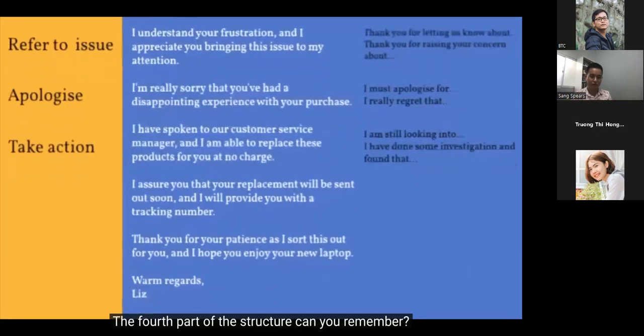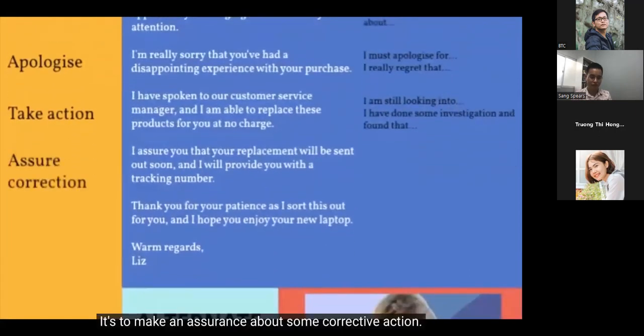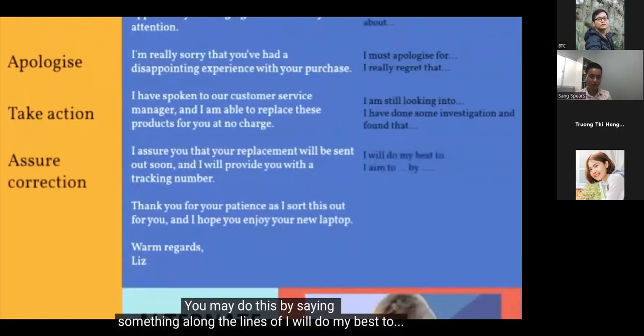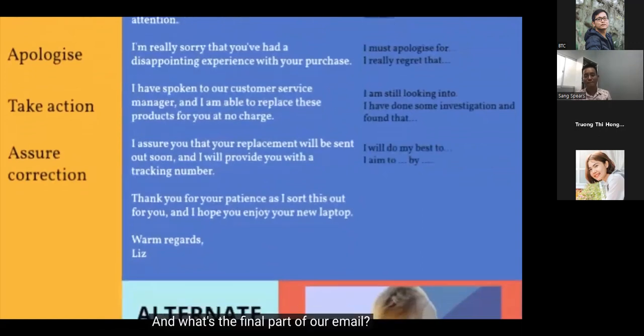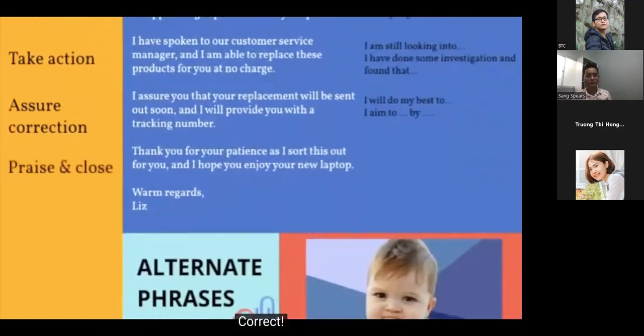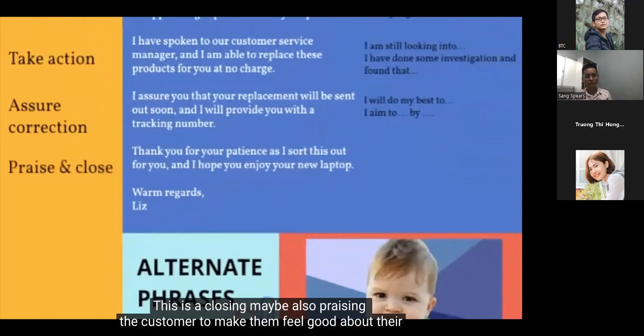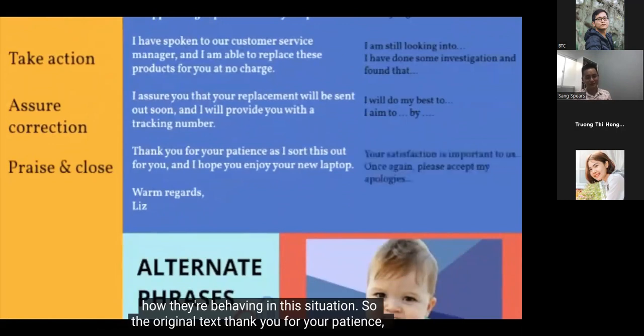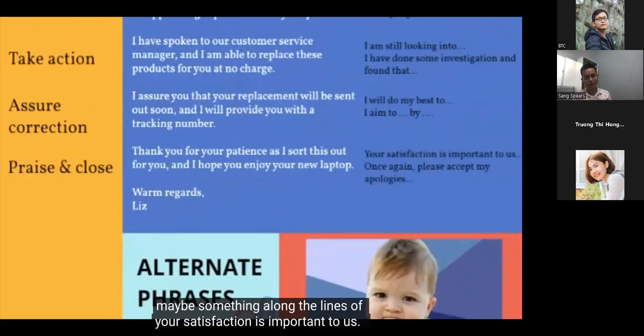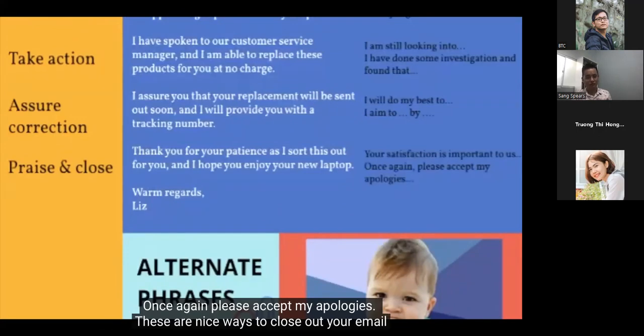The fourth part of the structure, can you remember? It's to make an assurance about some corrective action. You may do this by saying something along the lines of, I will do my best to, or I aim to do an action by a particular time. And what's the final part of our email? Correct. This is a closing, maybe also praising the customer to make them feel good about how they're behaving in this situation. So the original text, thank you for your patience. It may be something along the lines of your satisfaction is important to us. Once again, please accept my apologies. These are nice ways to close out your email.